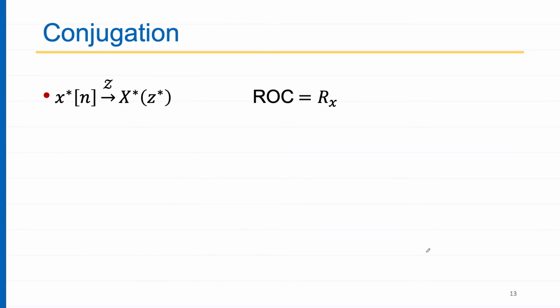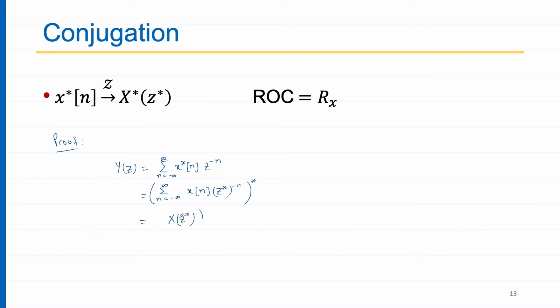Now conjugation. If I take a conjugate of x of n, then how does my corresponding z transform change? That is given by x star of z star, but the ROC remains the same. So, the proof. Let's see the proof. So Y of z, basically the z transform of this thing, is given simply by definition. Now you have to rearrange so that you can arrive at a form of x of z. So basically you take the star outside, and that will correspondingly put a star on z. So this is basically x of z star, right?